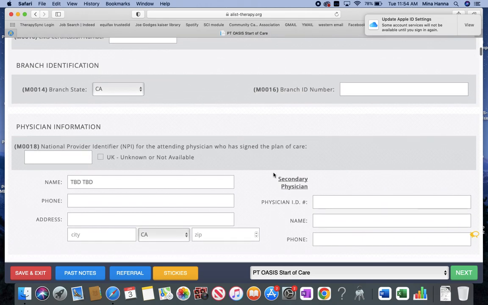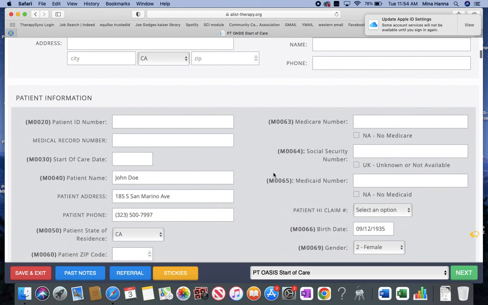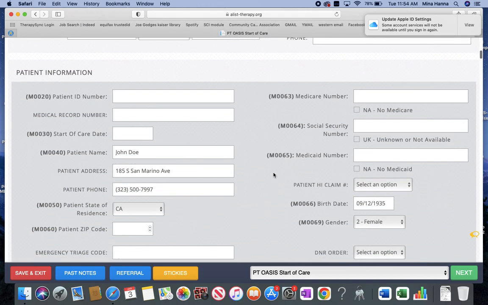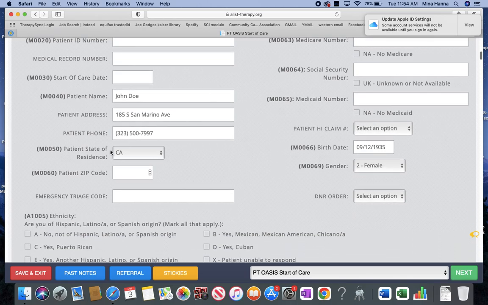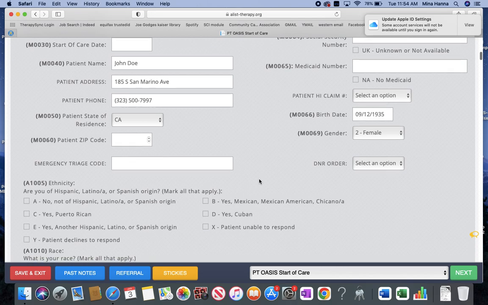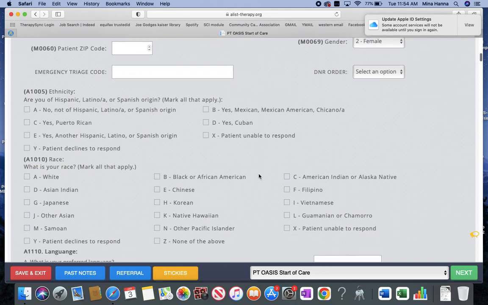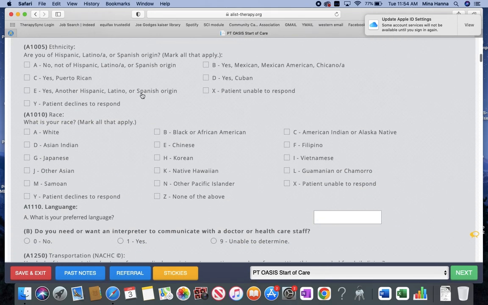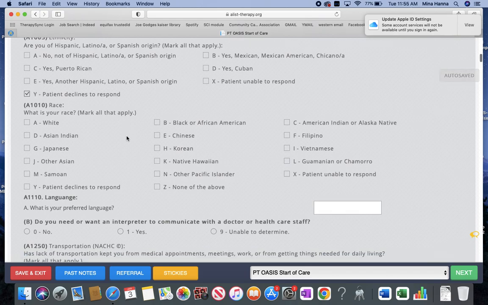I don't want you to worry about the patient information or their Medicare number or anything like that. It should be already pre-populated the way it is. Don't worry about that. You do have to start paying attention as soon as it gets to the ethnicity question. Now, if they want to answer, they can answer. If they don't want to let you know, then you can just say patient declined to respond, or you can maybe say they're not Hispanic, whatever the question is.